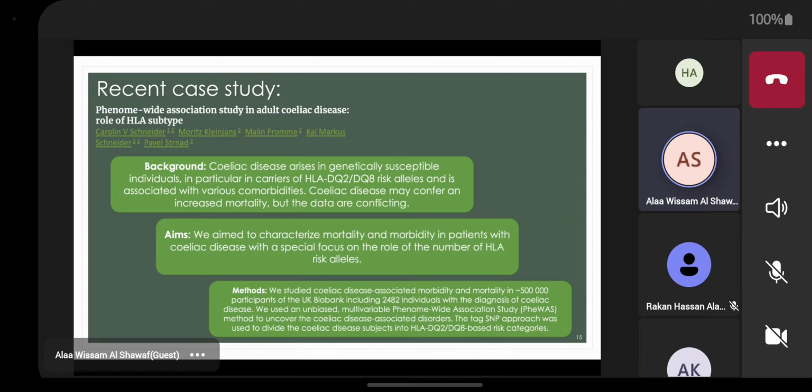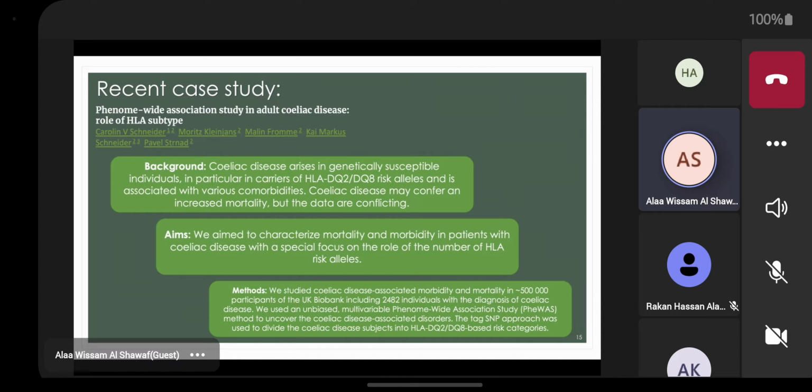This is a recent study about celiac disease, a phenome-wide association study in adult celiac disease. We will discuss the role of HLA subtype. As a background, celiac disease arises in genetically susceptible individuals, in particular in carriers of HLA-DQ2 and DQ8 risk alleles, and is associated with various comorbidities.